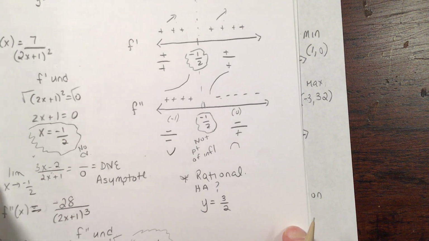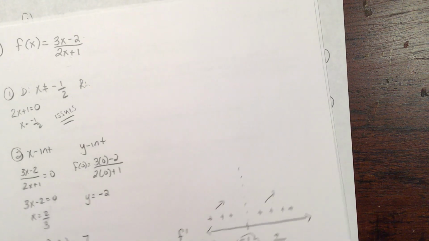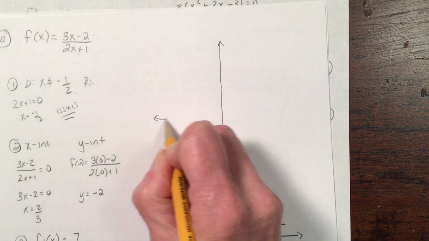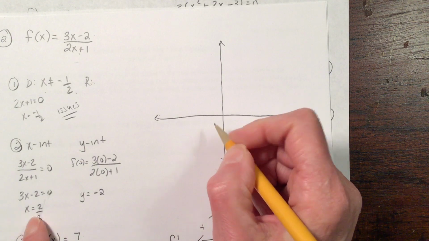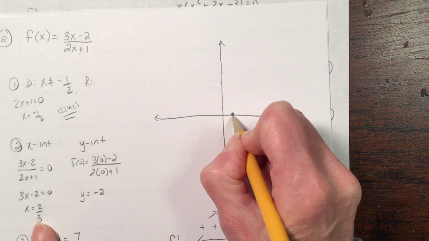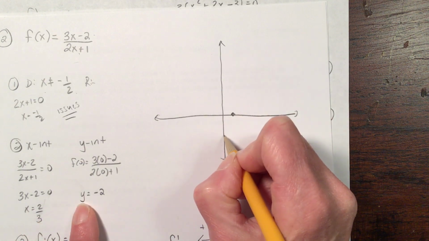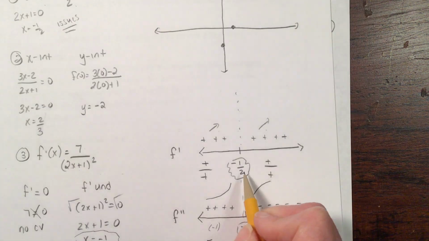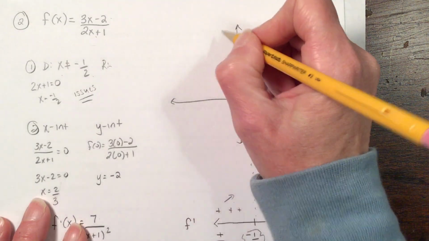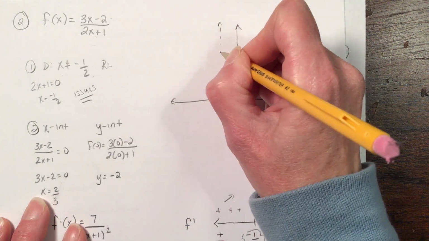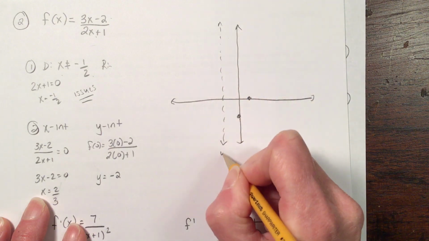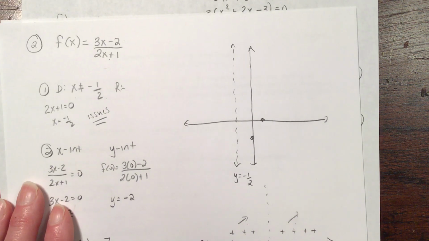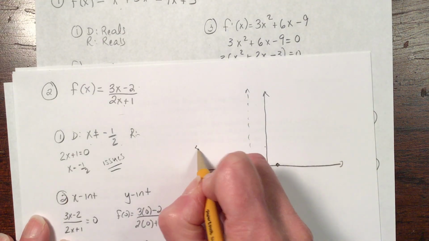So if we put this information together, now you have your sheet in front of you. Use this as a guide. I have an x-intercept at 2/3. I have a y-intercept at -2. I have a vertical asymptote, where the function is undefined, at -1/2. And I have a horizontal asymptote at 3/2.